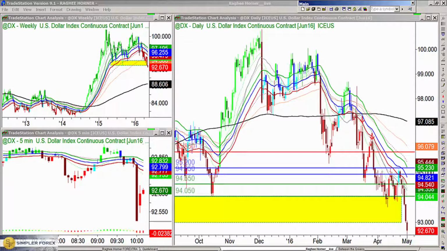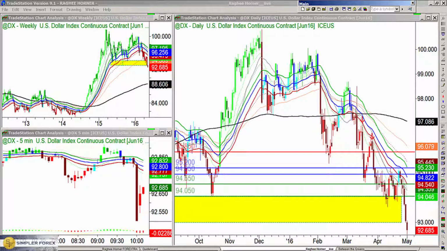Hey traders, Raghi here, and in this week's Trade of the Week, we're going to be talking about the US dollar index primarily, but coming from the aspect of being a Forex trader, trading the spot market, what are the relationships that allow us to take advantage of this weakness?